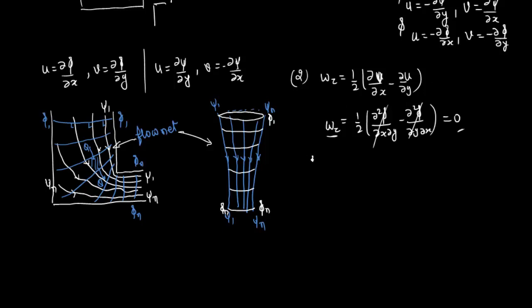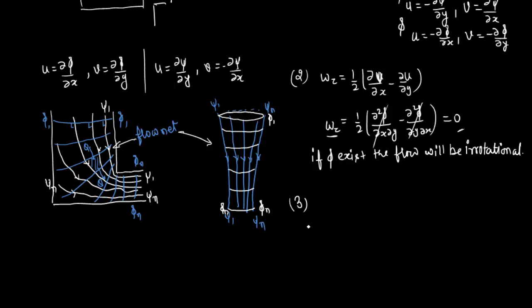So here we can say that if potential function phi exists, the flow will be irrotational. Okay, point is clear. Now this is our second point. Similarly we can define our third point. Actually our first point was that streamline and potential line are perpendicular to each other.